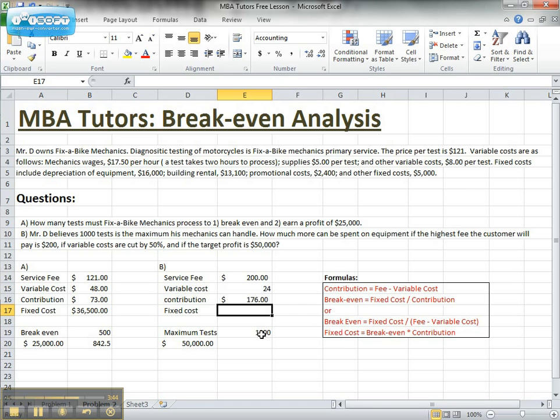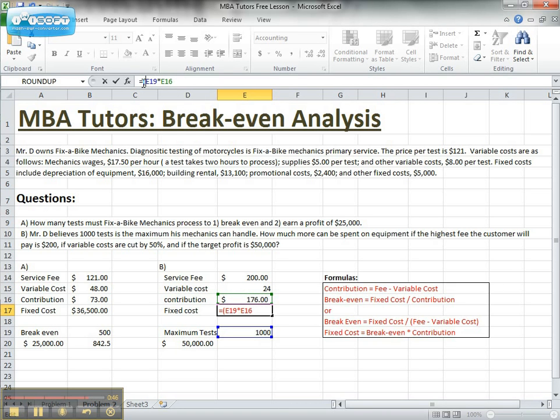Now, if you look at fixed cost equals break even. In this case, that's the maximum number of tests now. 1,000 times contribution. That's all the money we're going to get, 1,000 above and beyond the variable cost toward fixed costs and towards profit. So it's going to be equals, here's the formula, equals our break even, or in this case maximum tests, times our contribution. Let's put that in parentheses.